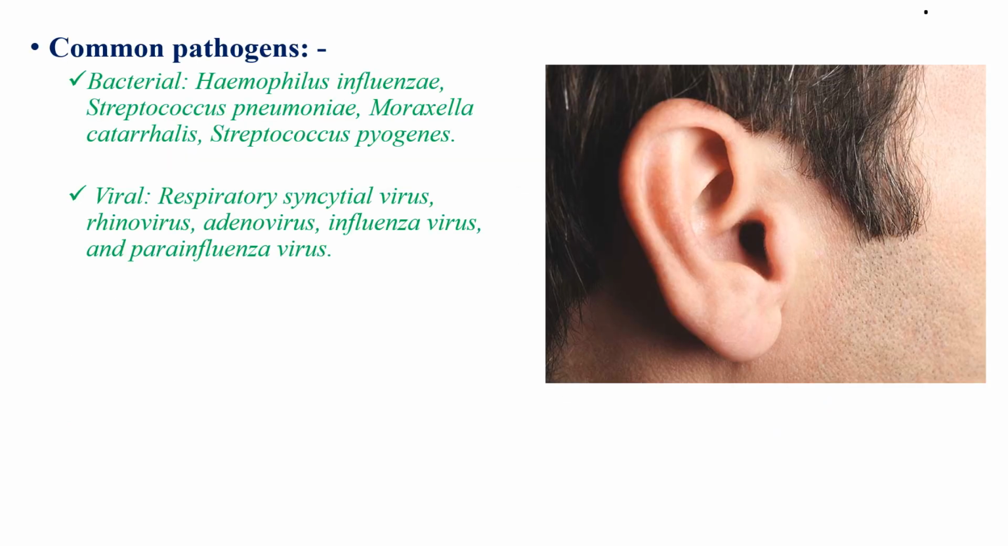When we look at common pathogens, from bacteria, Haemophilus influenzae, Streptococcus pneumoniae, and Moraxella catarrhalis are thought to be the most common etiologies for acute otitis media. Still, Streptococcus pyogenes can also cause acute otitis media, but the three most well-known for causing acute otitis media are Haemophilus influenzae, Streptococcus pneumoniae, and Moraxella catarrhalis. From viruses, RSV, rhinovirus, adenovirus, influenza virus, and parainfluenza virus can cause acute otitis media.